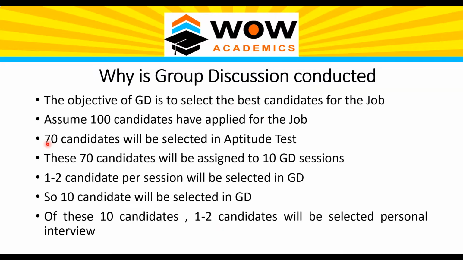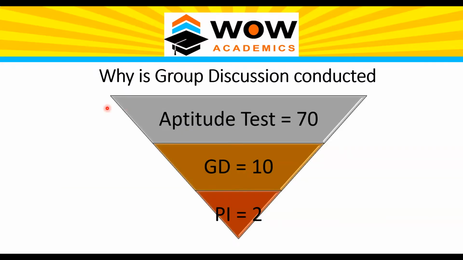From 70, they can easily reduce it to 10 candidates. So you can easily remove them. So this picture tells you exactly how group discussion sits in the middle. If 100 candidates have applied, 70 will be shortlisted through aptitude. From that 70, 10 will be shortlisted through group discussion. From group discussion, 2 people will be shortlisted for the personal interview. So that's the concept here. The concept is all about reducing the number of candidates.